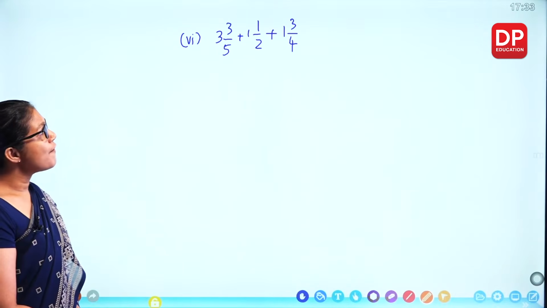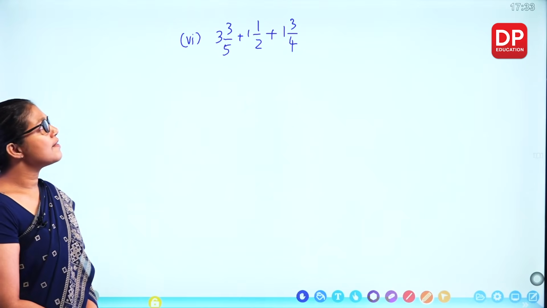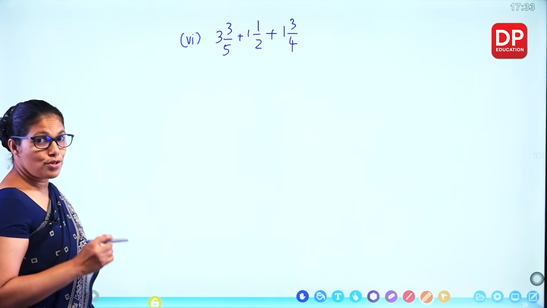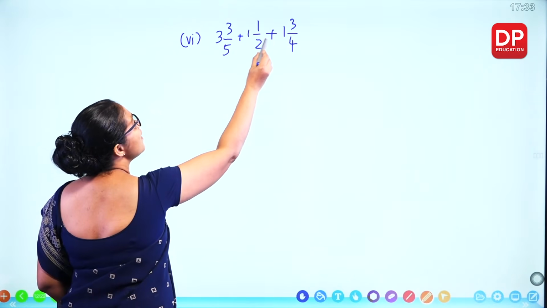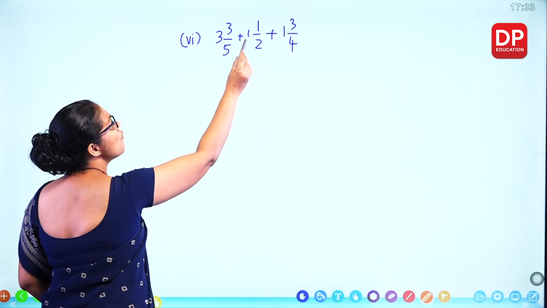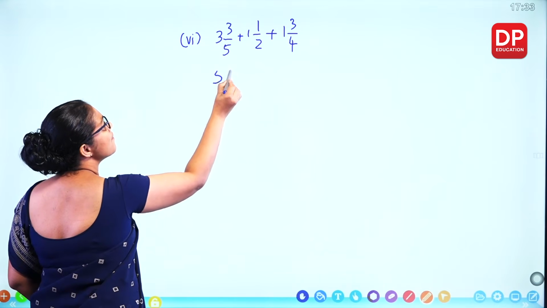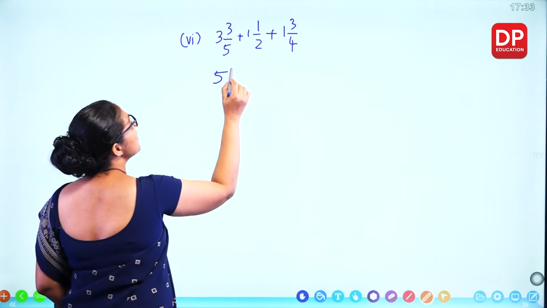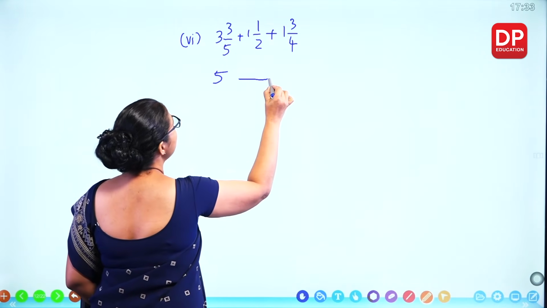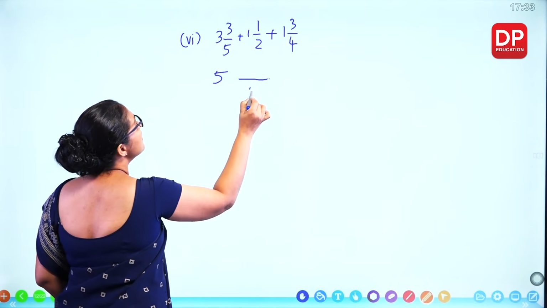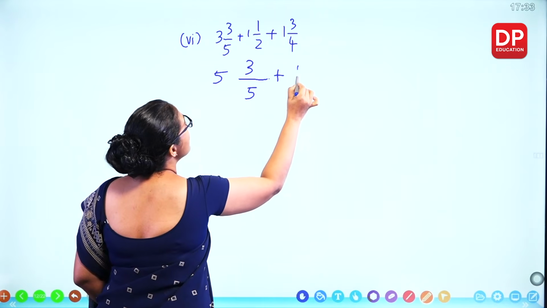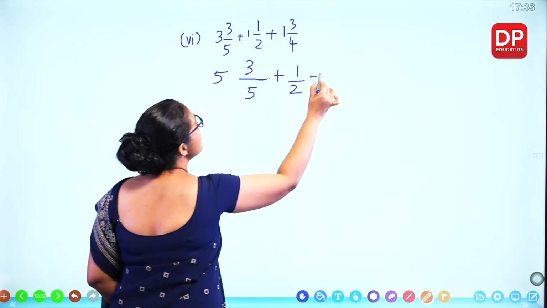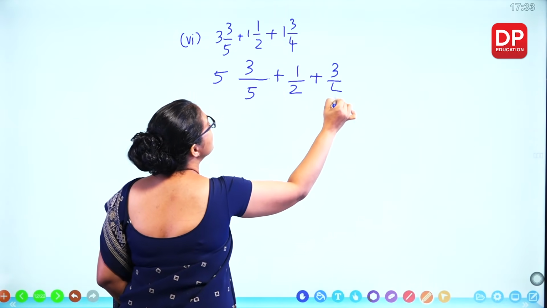Now 3 fractions addition. So what's the first thing you can do? You can add the whole numbers together. 3 and 1 and 1. 3 plus 1, 4. 4 plus 1, 5. 5 parts are there. Then what you do? You add 3 parts of 5 and half and 3/4.